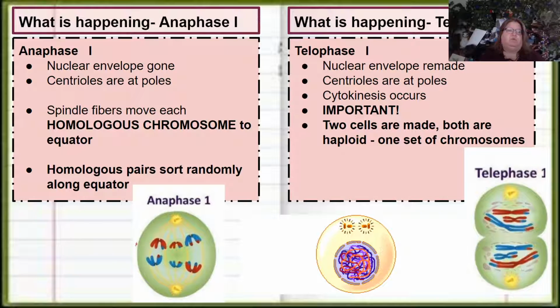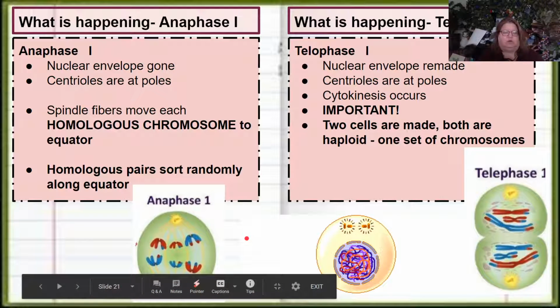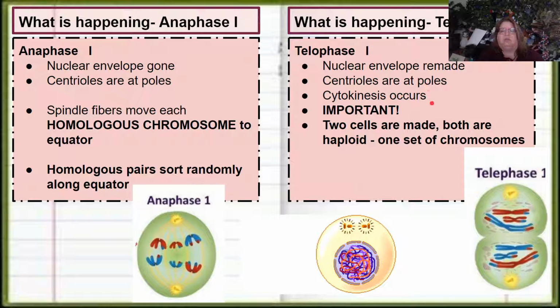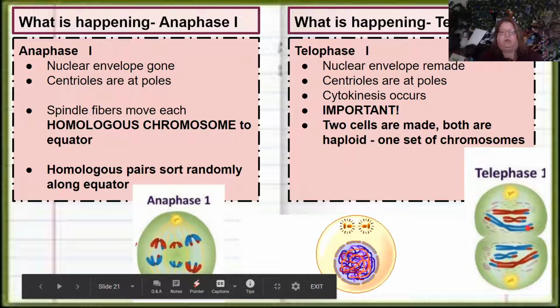Now, in anaphase 1, the nuclear envelope is gone, the centrioles are at the poles, the spindle fibers are moving the homologous chromosomes apart, and then the 2 daughter cells get only half of the chromosomes. Here's where the reduction of chromosomes occurs. So in telophase 1, the nuclear envelope gets remade. Cytokinesis occurs. 2 cells are made, but both are haploid. Notice now we've got 1, 2, 3 chromosomes on one, and then 1, 2, 3 chromosomes on the other.